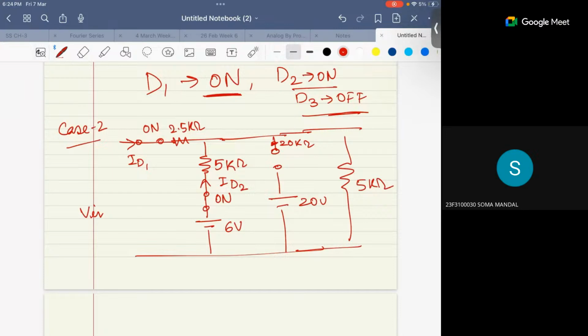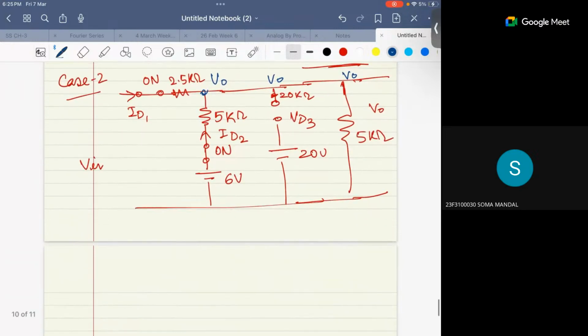Now this is D3. Now what will happen? Again, this is V naught, right? V naught is the potential across the 5 kilo ohm. So again you can write it here, this is V naught. Can somebody tell me the equation now?